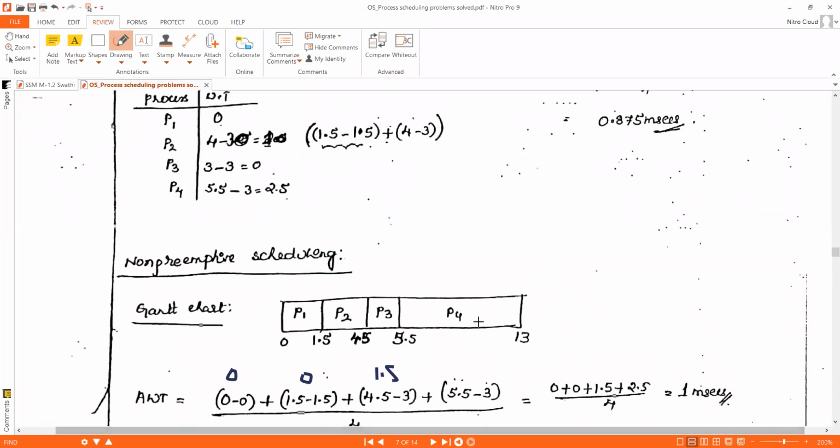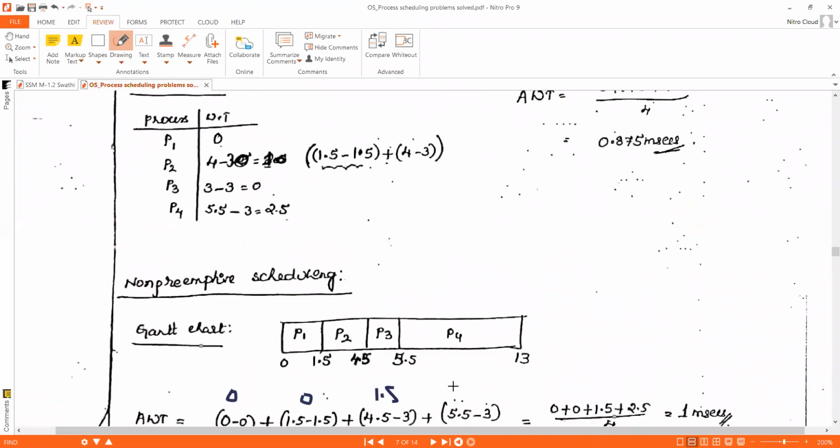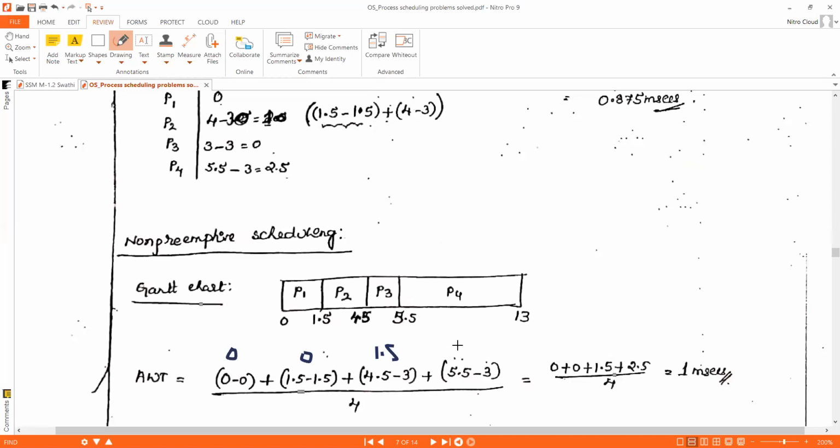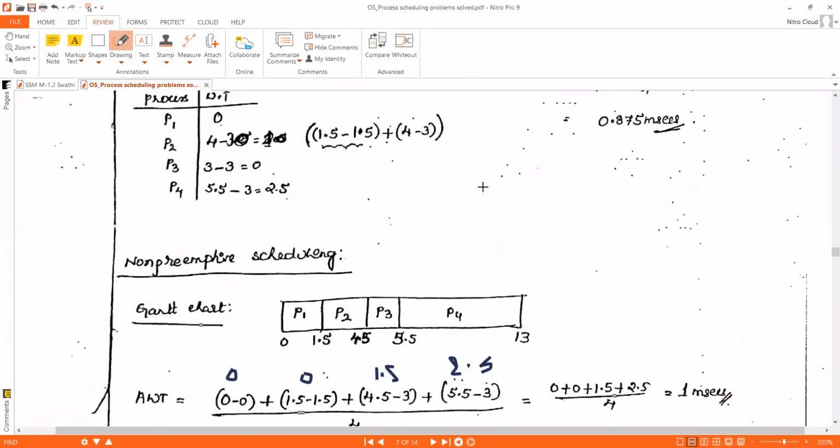Next, process 4's allotted time is 5.5 milliseconds and its arrival time is 3 milliseconds. 5.5 minus 3 gives 2.5 milliseconds, the waiting time for process 4. The average waiting time is calculated as the sum of all the processes' waiting times divided by the total number of processes. That is 0 plus 0 plus 1.5 plus 2.5, divided by 4. We get 1 millisecond, the average waiting time for the non-preemptive SJF, shortest job first, scheduling algorithm.